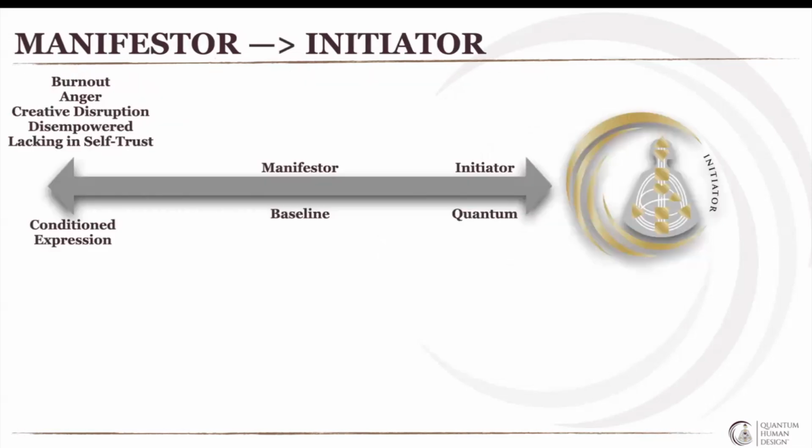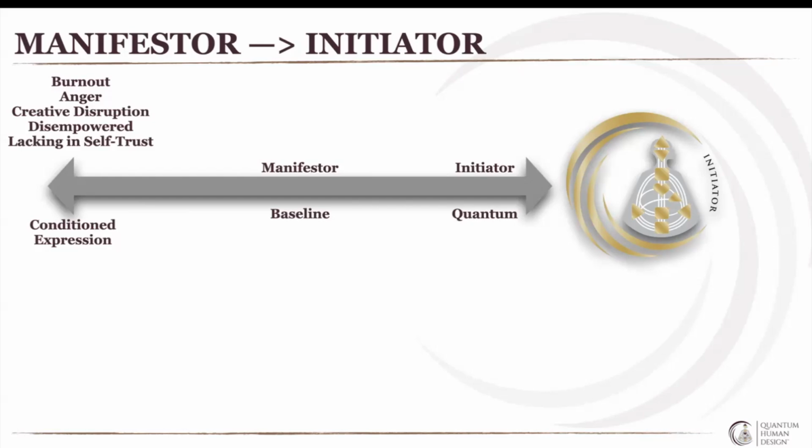Again, looking at the story arc of the initiator energy type, in the conditioned expression of the manifestor, we have the potential for burnout, anger, creative disruption, disempowerment, and lacking in self-trust. And when you begin the healing process of following your strategy and learning to reconnect with the feeling of what it feels like to have an inner and outer alignment with your own timing, you learn to take stock of who's going to be impacted by your actions. You inform and then you act. And once you do that consistently over time, you begin to reconnect with your power and build an environment for yourself that supports you in fulfilling that creative expression.